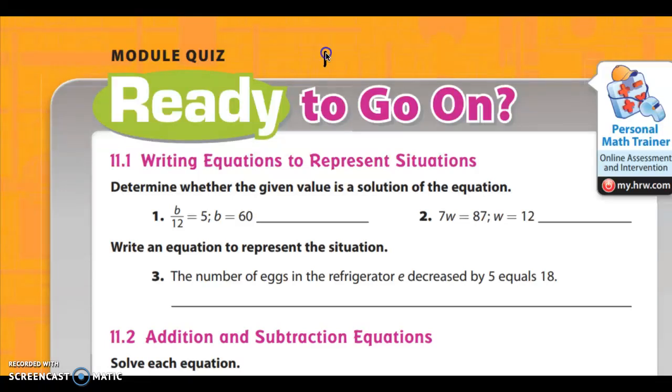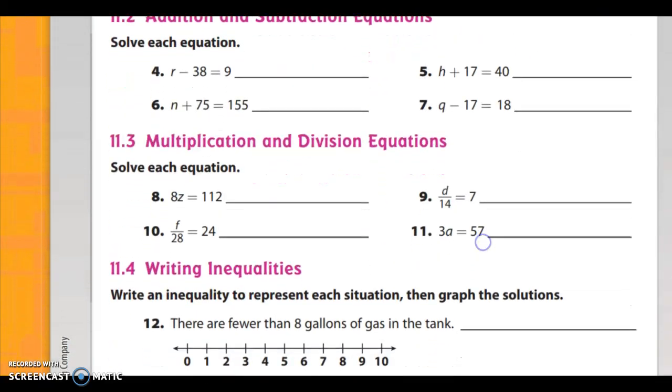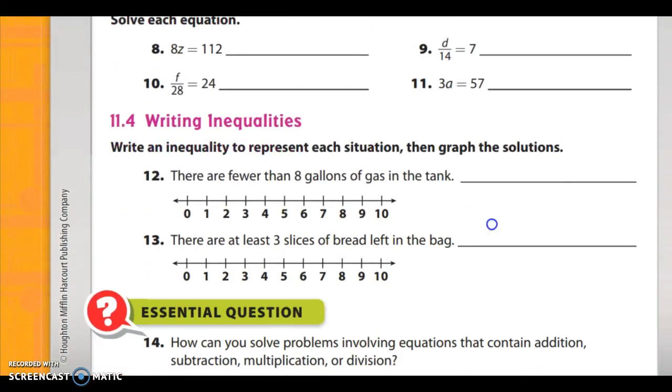All right, we're on page 325. This is the Module 11 test review, and I'm going to scroll to the bottom of the page, since we only did lessons 11.1, 11.2, and 11.3, clearly it wouldn't make sense to do this section right here, so we're going to skip all of this section of the review. Okay? All right, let's check them out.